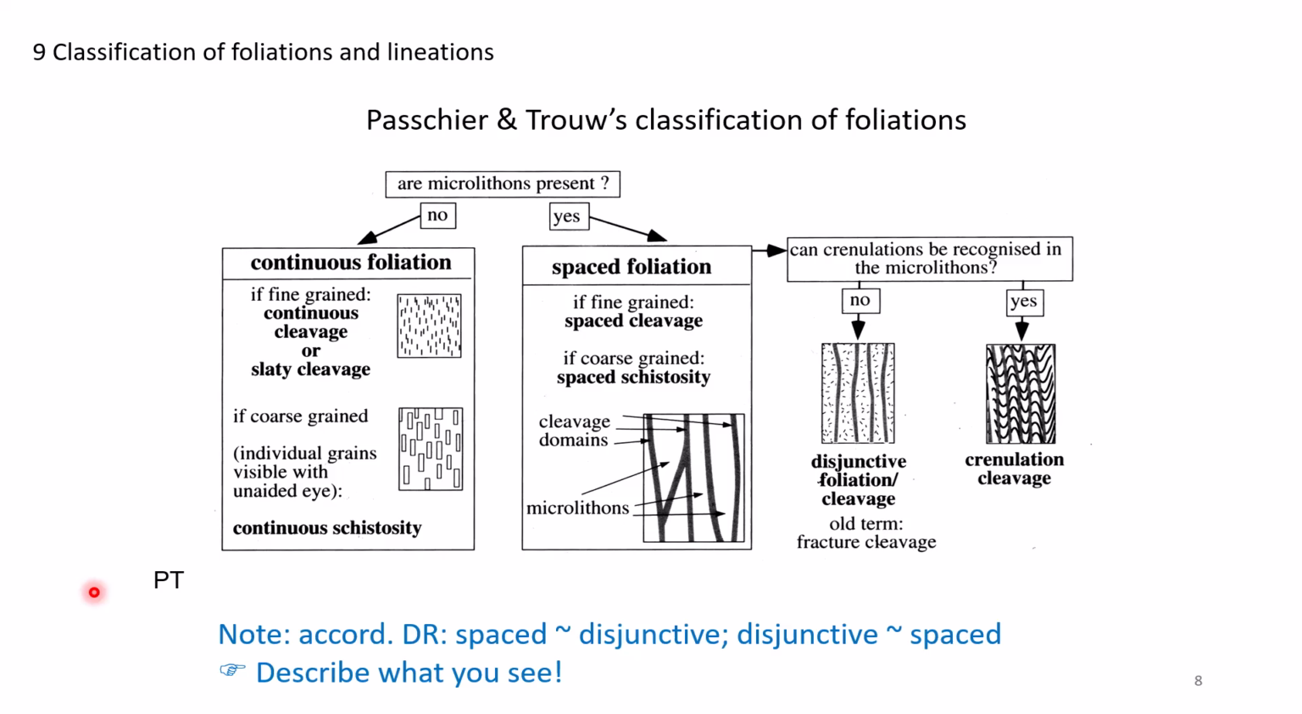A good petrographic description would not simply say that the rock contains a continuous foliation. It would also provide reasoning why and how you identify this type of foliation. So simply report the observation that you make in the field.